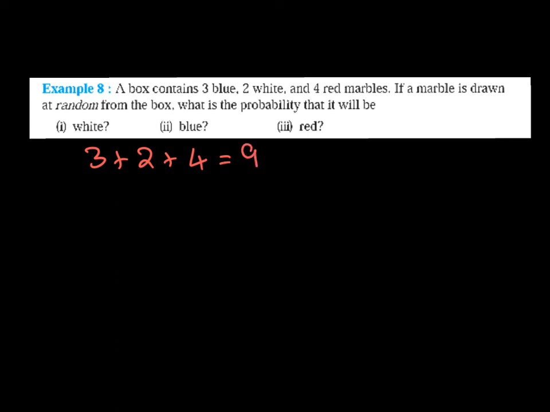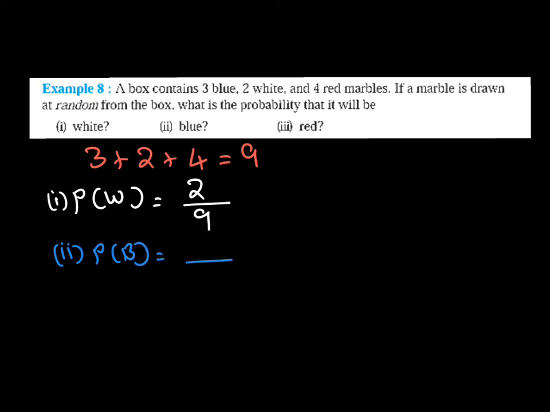Now let's find out the probability of drawing a white marble. So probability of a white marble: total marbles 9. How many white marbles do we have? 2. So it's going to be 2 over 9. That's our first one. Let's find out the probability of drawing a blue marble. So the probability of blue is going to be total number of marbles 9. How many blue marbles do we have? 3. So the probability is 1 over 3.